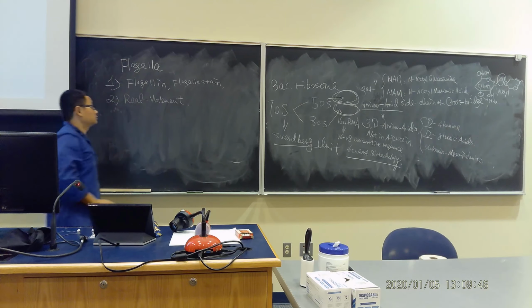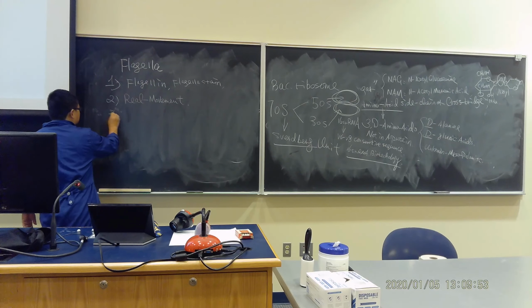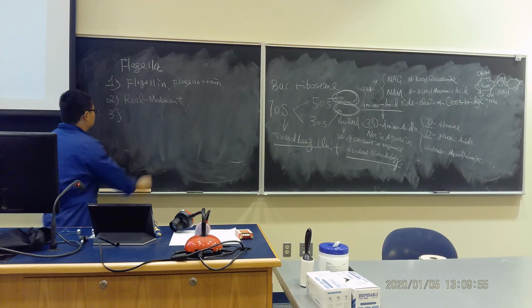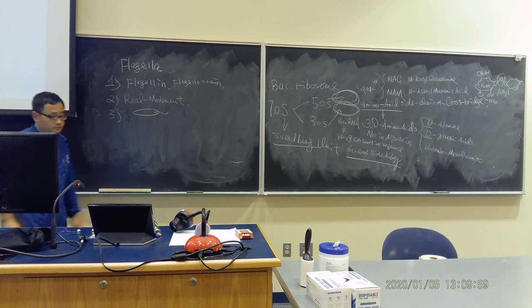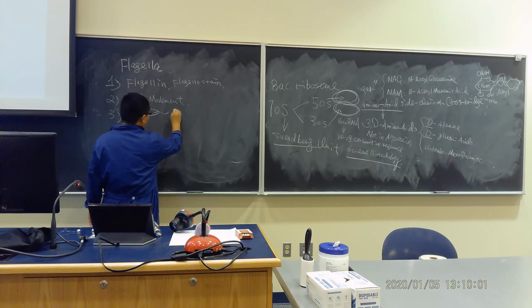How come you have real movement? Because there are different categories. Some of the bacteria have only one tail at the end. Let's say Pseudomonas. We will talk about this in the lab all the time. Pseudomonas aeruginosa. This is what we call monotrichous.